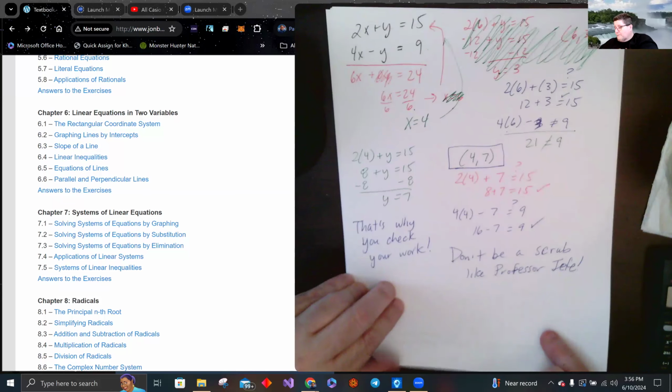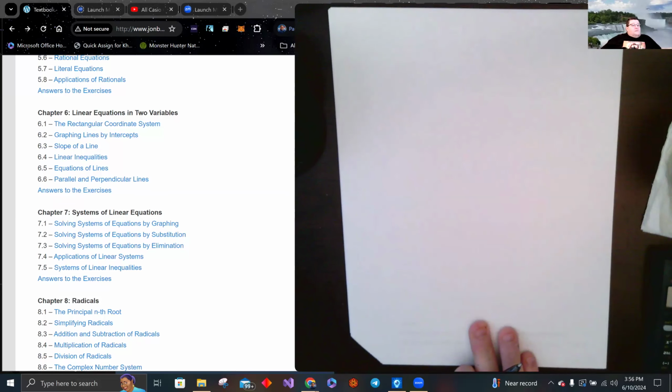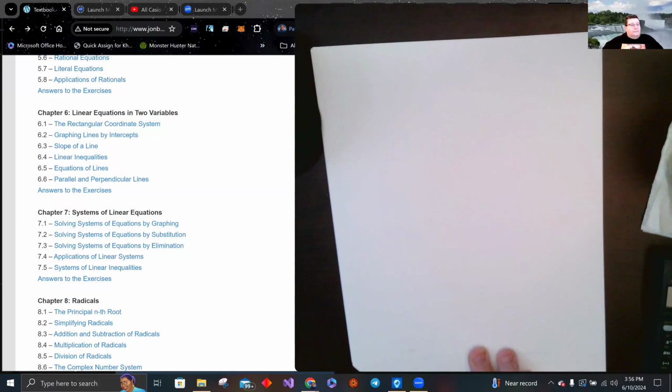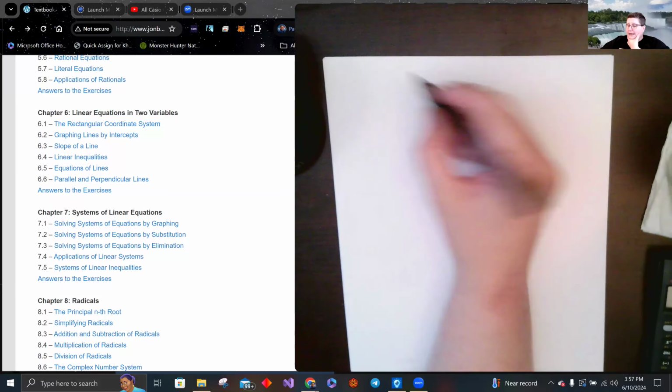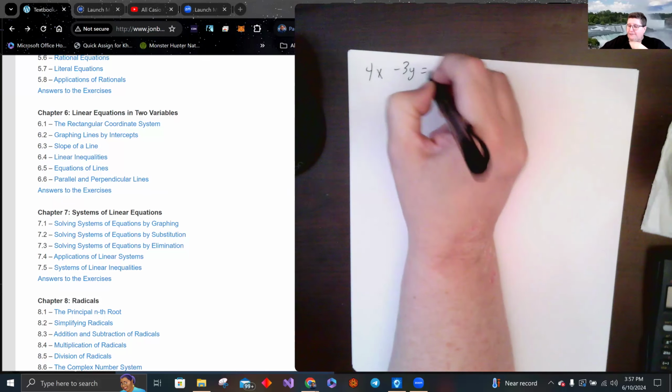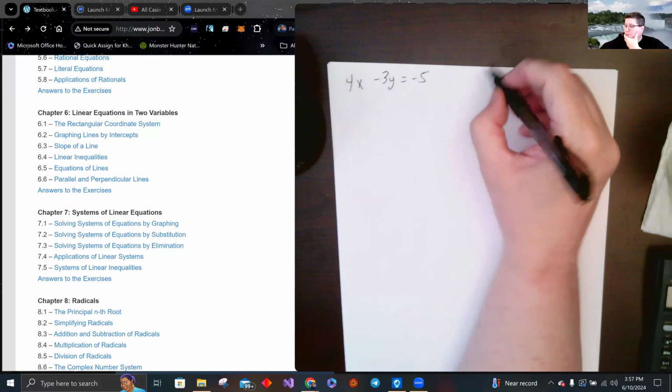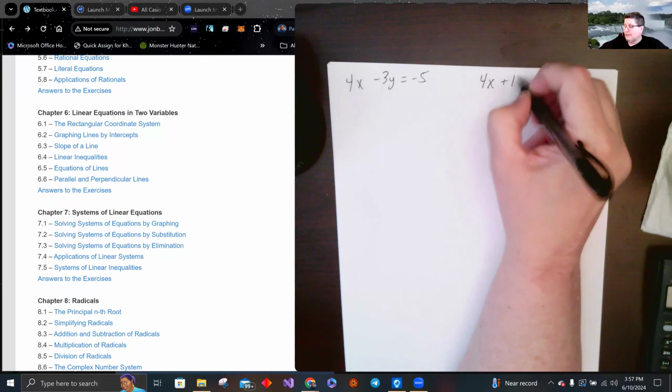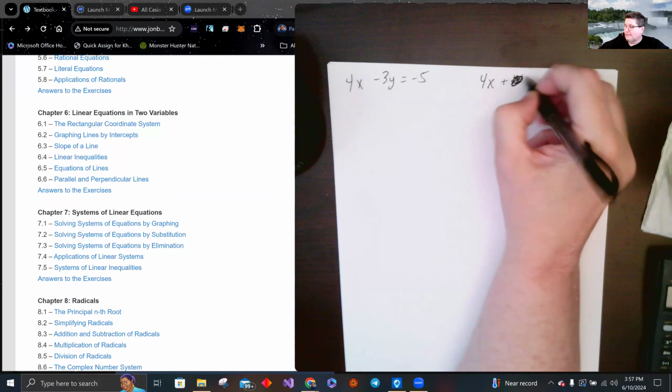All right. Let's give you another one. 4x minus 3y equals negative 5. And 4x plus 4y equals 16. That's not 4y. That's 4y.